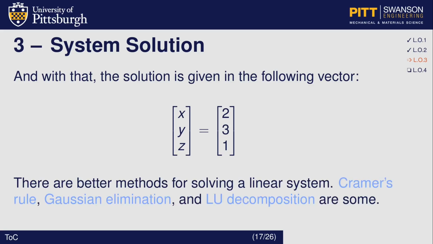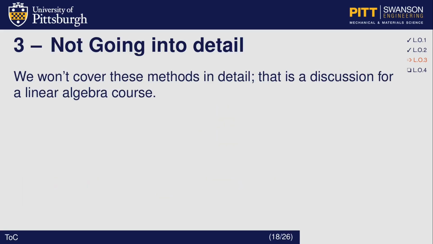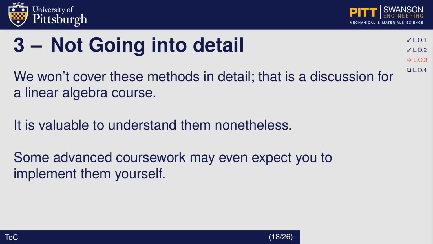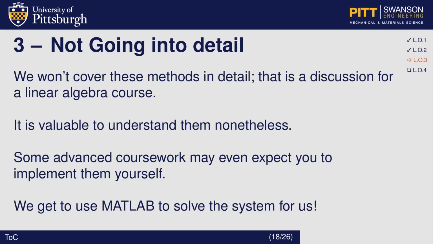There are better methods for solving a linear system than explicitly inverting the matrix and doing the matrix vector multiplication. Cramer's rule, Gaussian elimination, and LU decomposition are some of them, all of which are linked here in the PDF if you're interested in reading more. We won't cover these in detail because that's a discussion for a linear algebra course, but it is valuable to understand them nonetheless. Some advanced coursework may even expect you to implement some of them in code yourself, but for now, we get to use MATLAB to do the whole thing for us.